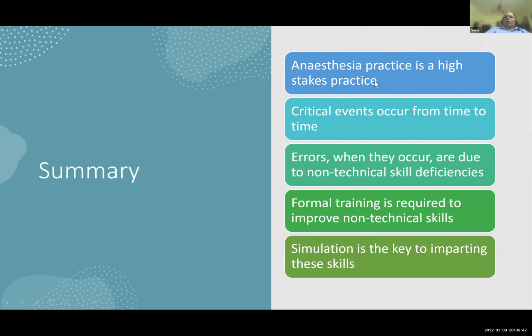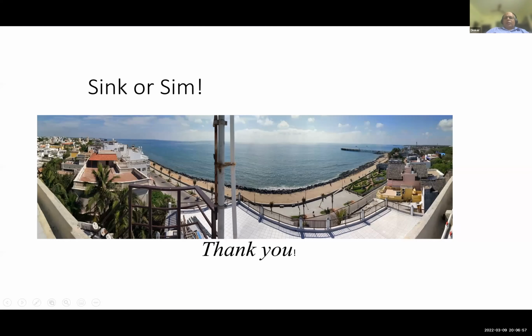So in summary, we know that anesthesia practice is a high stakes practice. Critical events occur from time to time, and they are due to non-technical deficiencies, and we need formal training to improve these non-technical skills, and simulation is the key to imparting these skills. So I hope that I have emphasized the importance of non-technical skills, and I hope I have opened the eyes of the participants in this webinar to be aware of these when you are training your juniors, and if you are juniors, being aware of the need to imbibe these skills so that we don't make errors in this area. Thank you very much.